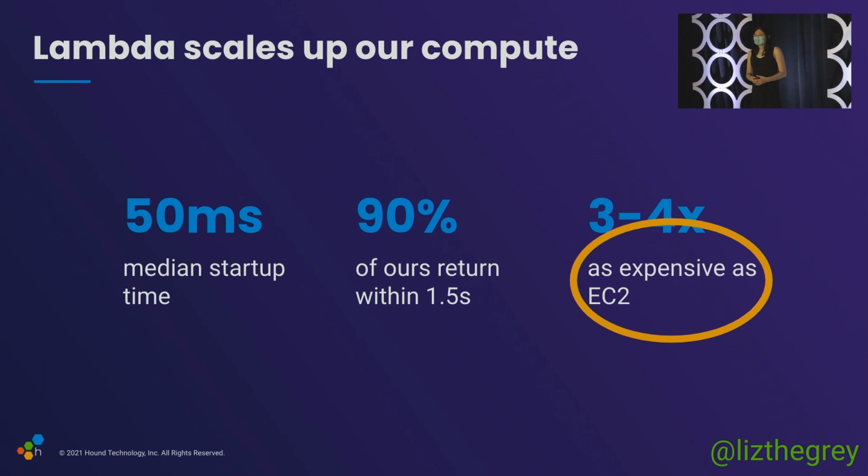OK, finally, let's talk about cost. So yes, AWS Lambda per core second is about 3 to 4 times as expensive as EC2. And this is pretty good, because if we were running EC2 flat out, we would get only about 1 or 2% utilization out of those EC2 instances.